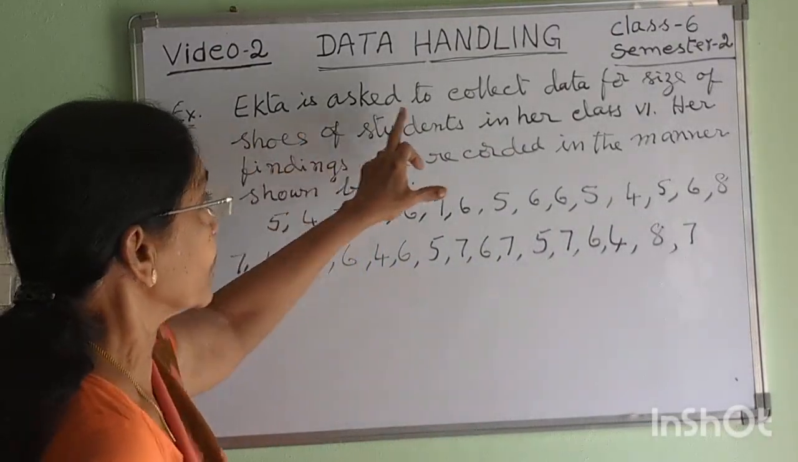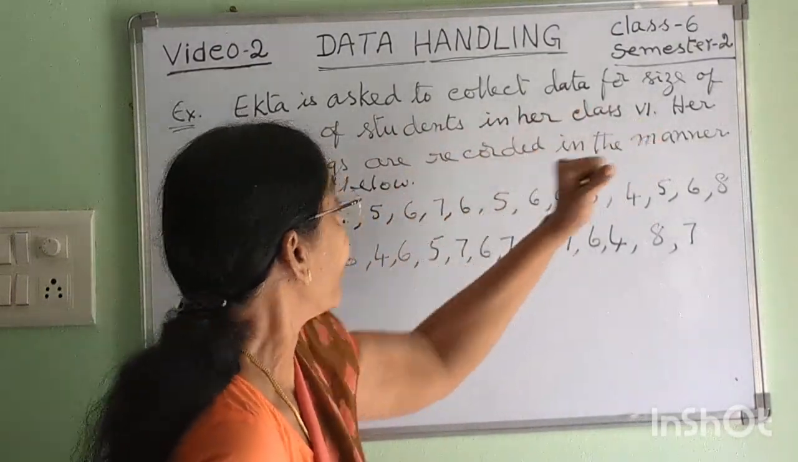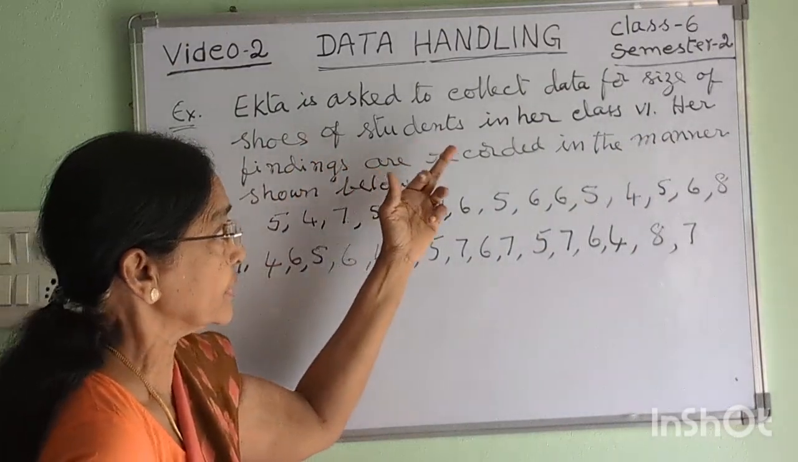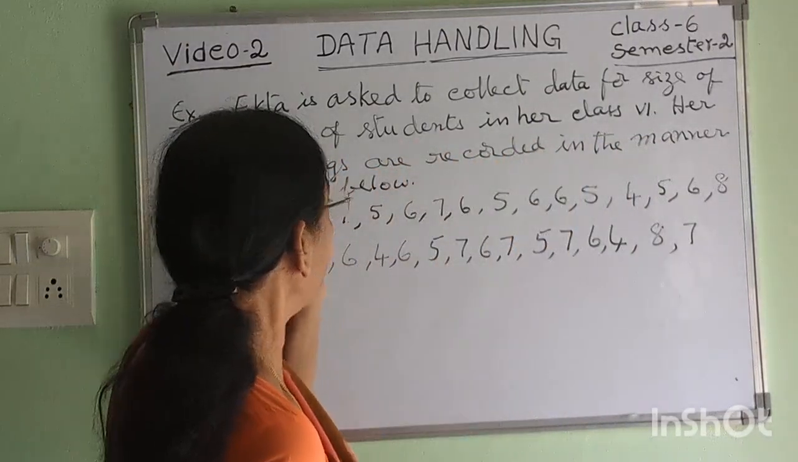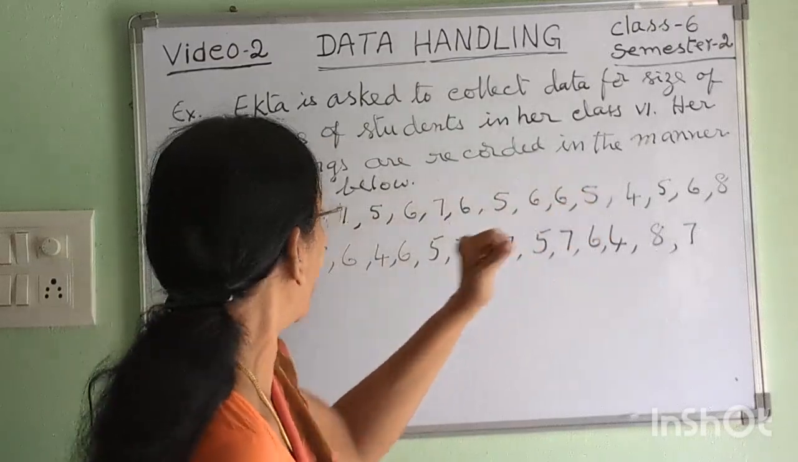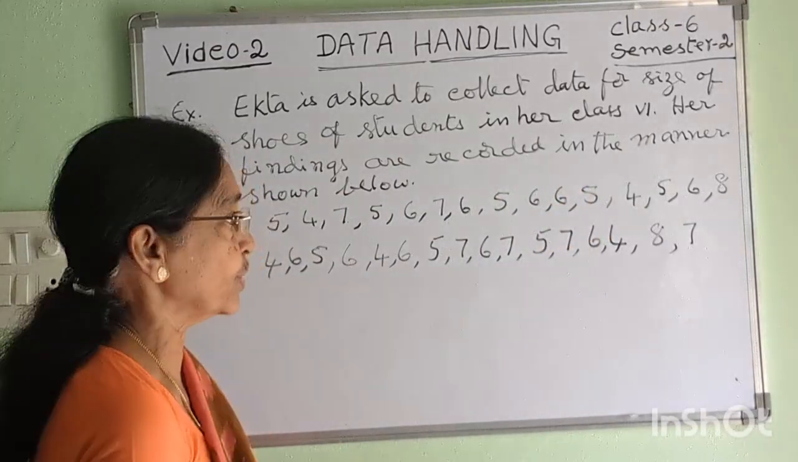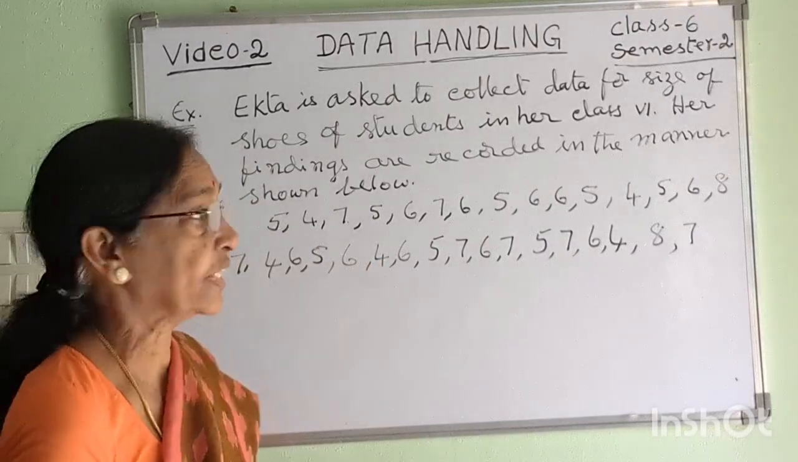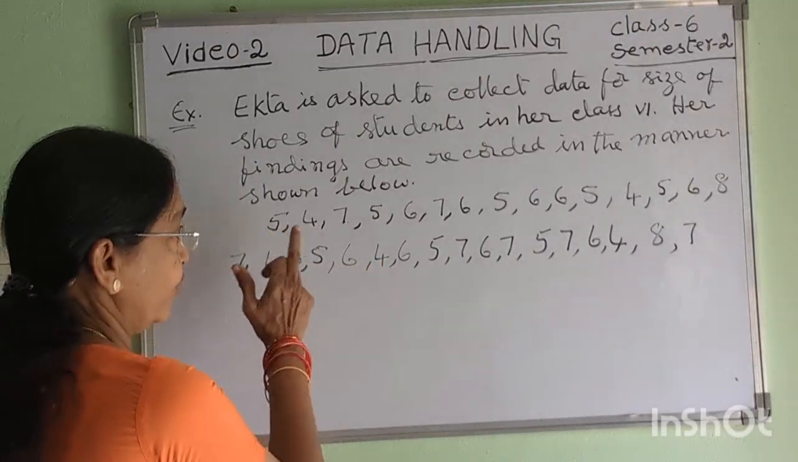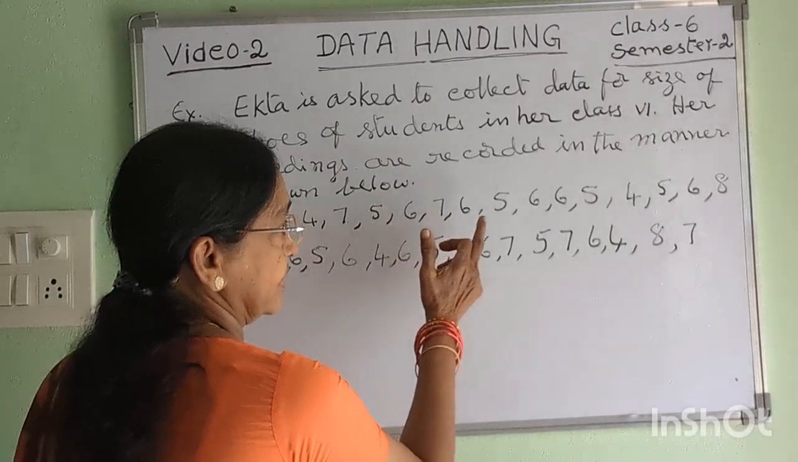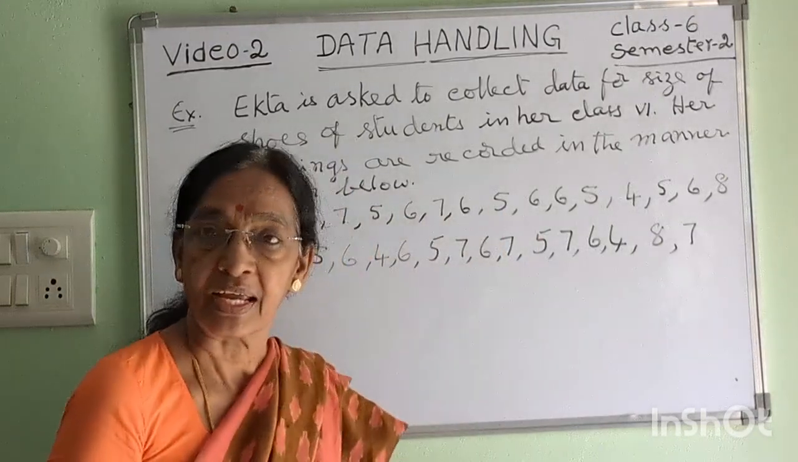See, Ekta is asked to collect data for size of shoes of students in her class 6. Her findings are recorded in the manner shown below. The sizes of the different students are as shown. This was collected by Ekta. That is 5, 4, 7, 5, 6, 7, 6, 5, 6, 7, etc.